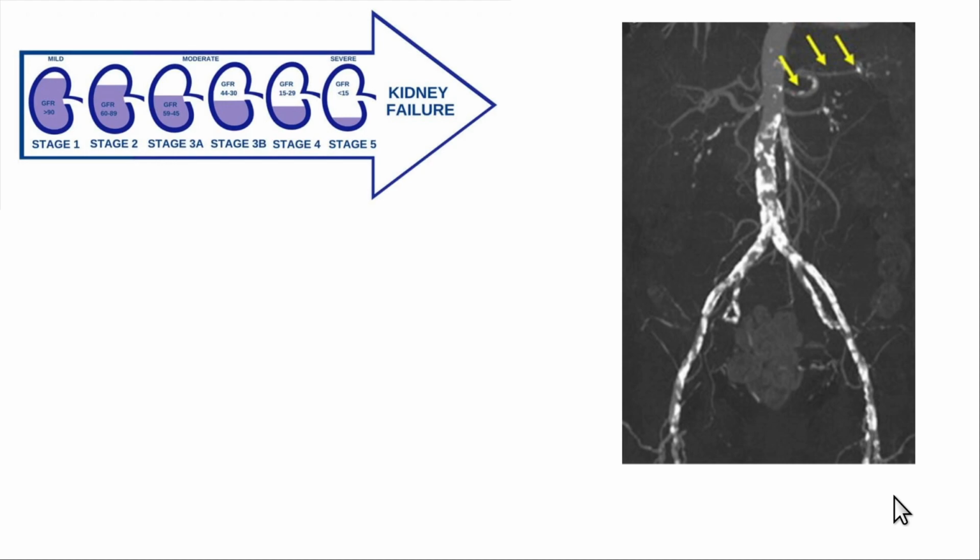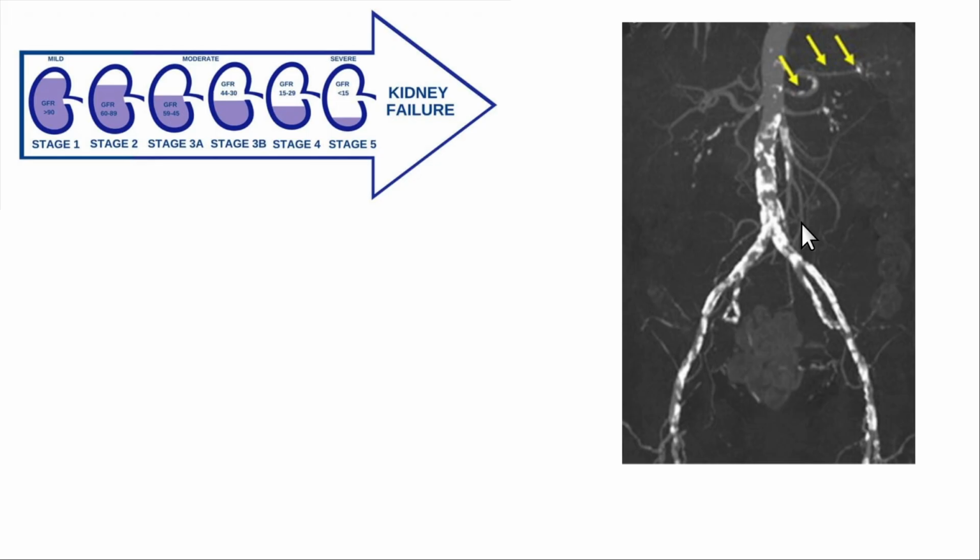Okay, this video is called Why Are Kidney Failure Patients So Stupid? And another name possibly for this video would be why do kidney failure patients have so many arterial calcifications? So here'd be a typical CAT scan of a kidney failure patient.